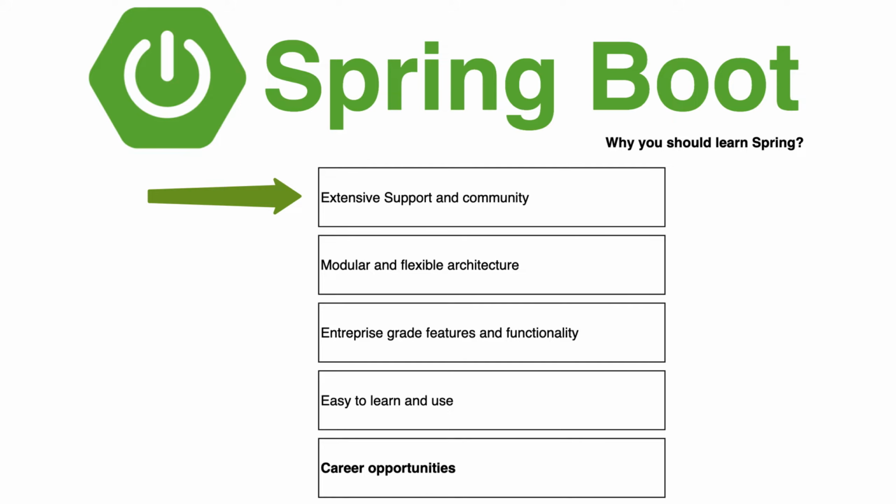Then it's modular and flexible architecture. Spring's modular architecture allows developers to choose the components they need and easily integrate them with third-party libraries and frameworks. This provides a great deal of flexibility and promotes good coding practices, such as separation of concerns and abstractions.